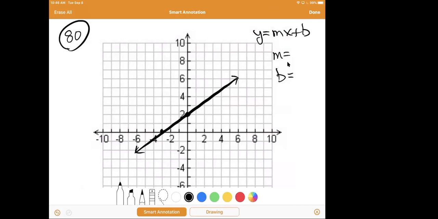Anyone? 2. Say it again. 2. Yep, very good. b is 2 because that's where it crosses the y-axis. You can see right there, it's crossing the y-axis at 2. So b is 2. Good.